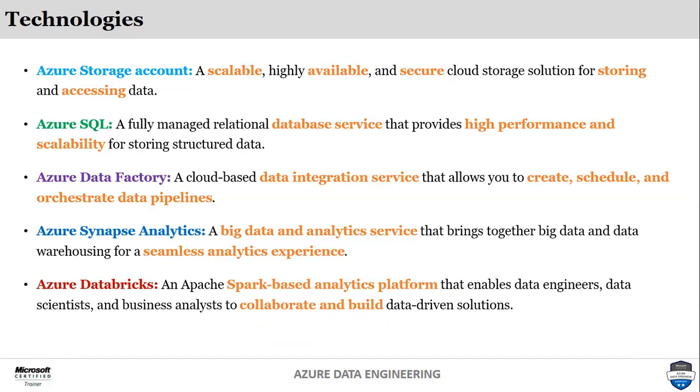And Databricks is an open source Spark-based platform to build your data processing and data solutions. So these are the 5 key technologies you need to learn to become a data engineer, to get into data engineering.